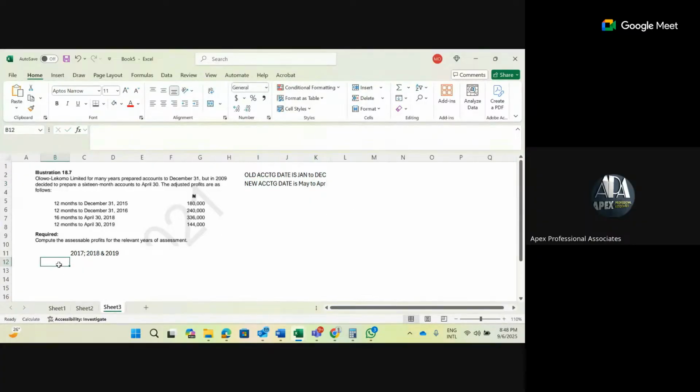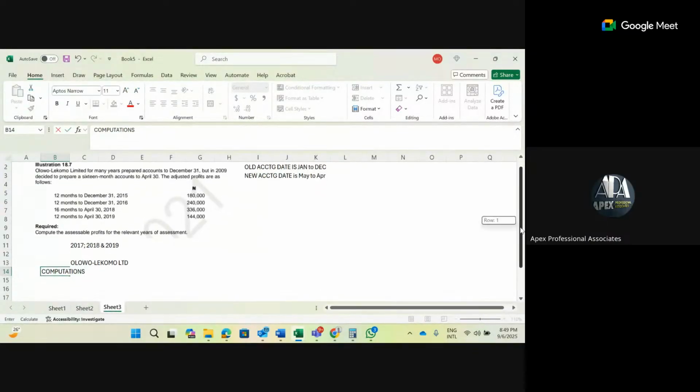So let's pick the first one: Olowo Lekomo Limited. Once you see this kind of question, you don't need anybody to tell you that this is a question on change of accounting date. In the exam you can see the assessable profits, the year end changing, and they ask you to determine the assessable profits for the relevant years of assessment. That means you need to start applying the rules of change of accounting date.